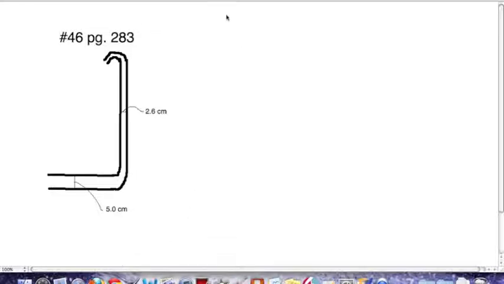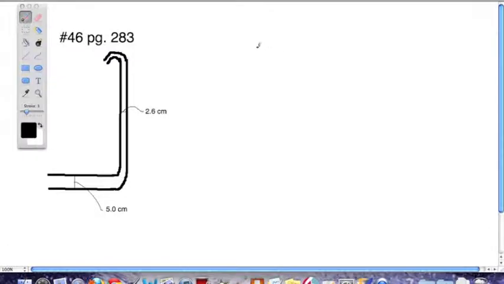So in order to do this, we need to use the volumetric rate of flow equation, which is area 1 times velocity 1 is equal to area 2 times velocity 2. So we're given A1, A2, and the original velocity. So all we need to do is solve for V2.